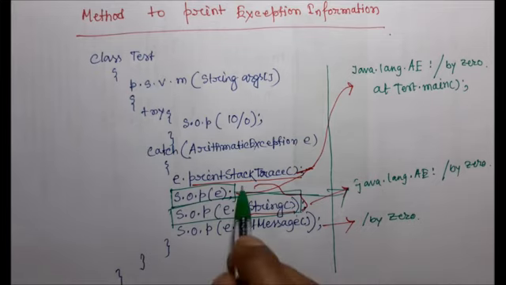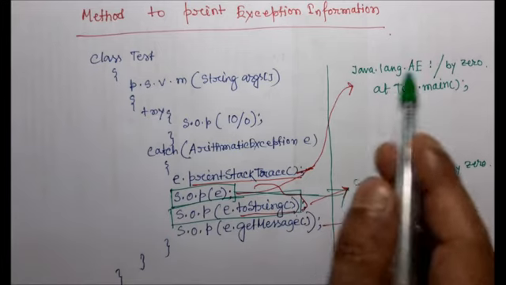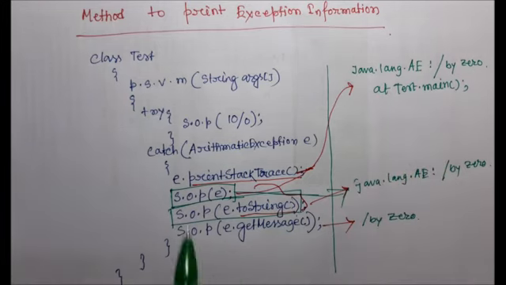And if I use printStackTrace, I will get all the information regarding this exception. That is the difference between the three methods, and these three methods are very useful to get information about the exception. What kind of exception arises in your program, you will get all the information using these three methods. That is all about the methods which are available in exception handling.